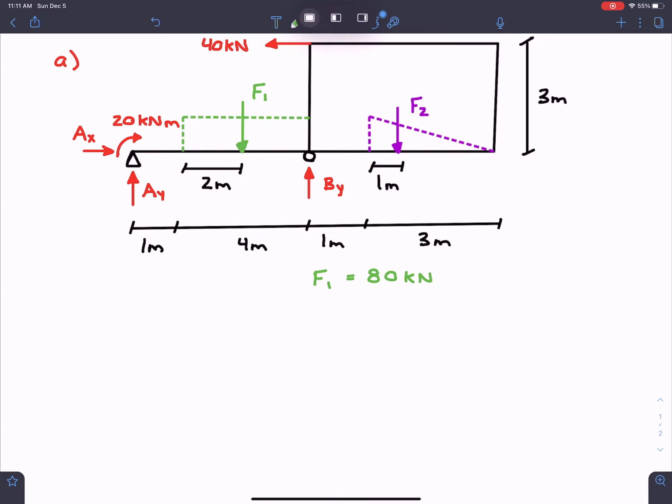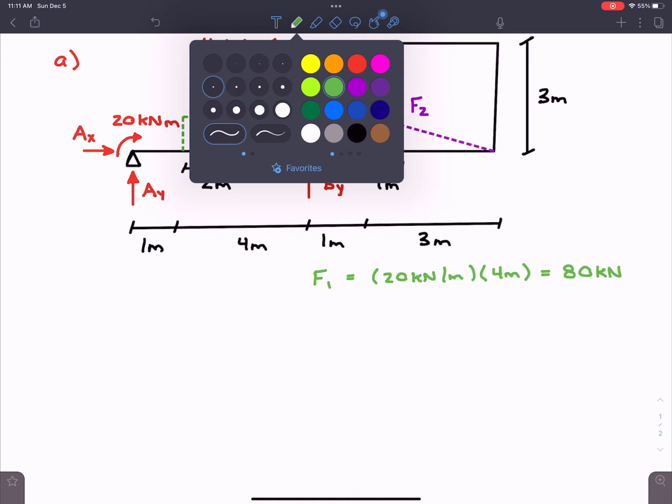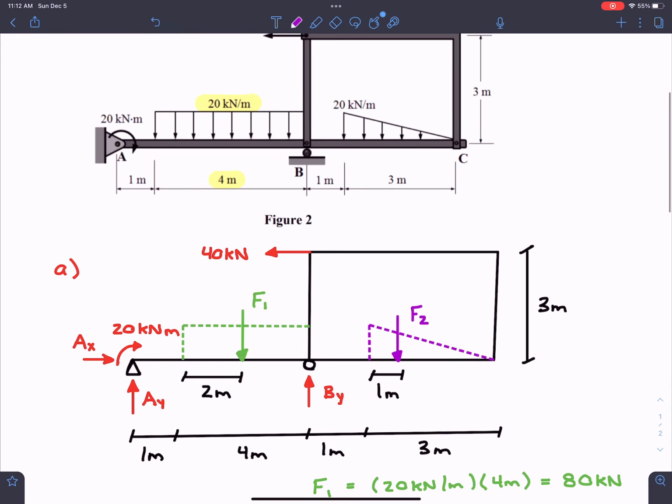Actually, just to make sure that everyone understands where this came from, let's do the actual calculations. We had 20 kilonewtons per meter, and we're multiplying that by 4 meters. As we can see, even with the units, everything cancels nicely to obtain 80 kilonewtons. We're going to go over to the triangular distributed load, and it's the same thing. We're just taking that area. So we go 1/2, because it's a triangle, of 20 kilonewtons per meter times 3 meters. As we can see, it's not too bad at all.